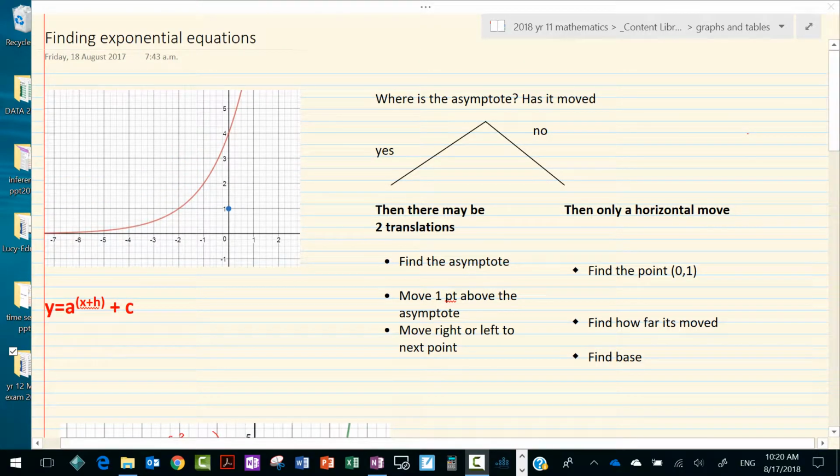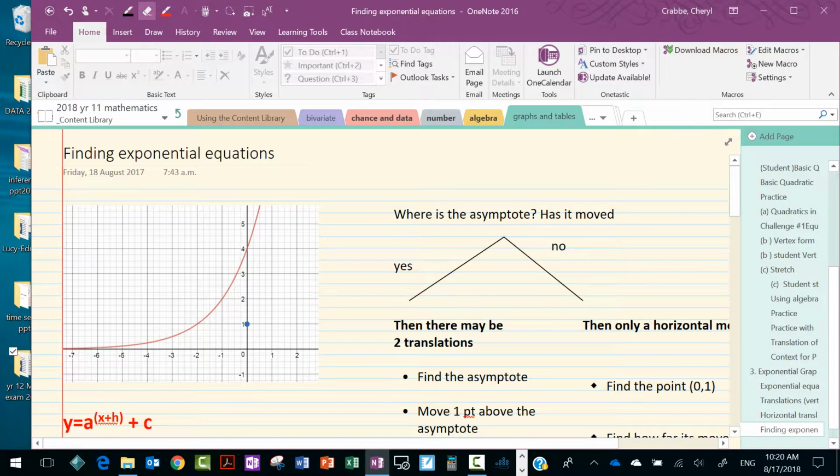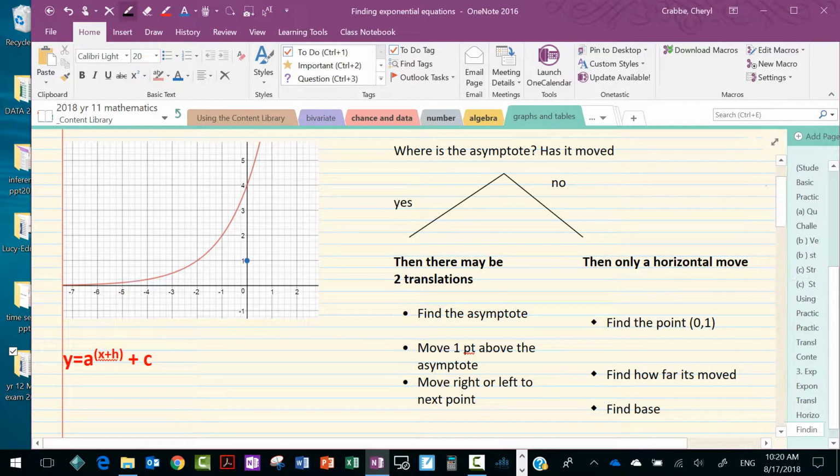Okay, we're going to take a look at how we create an exponential equation if we've got a combination of transformations like up and down, right and left, and so on. So we're going to start this little sheet here, and we're going to look at where the asymptote is, and we'll work from there.